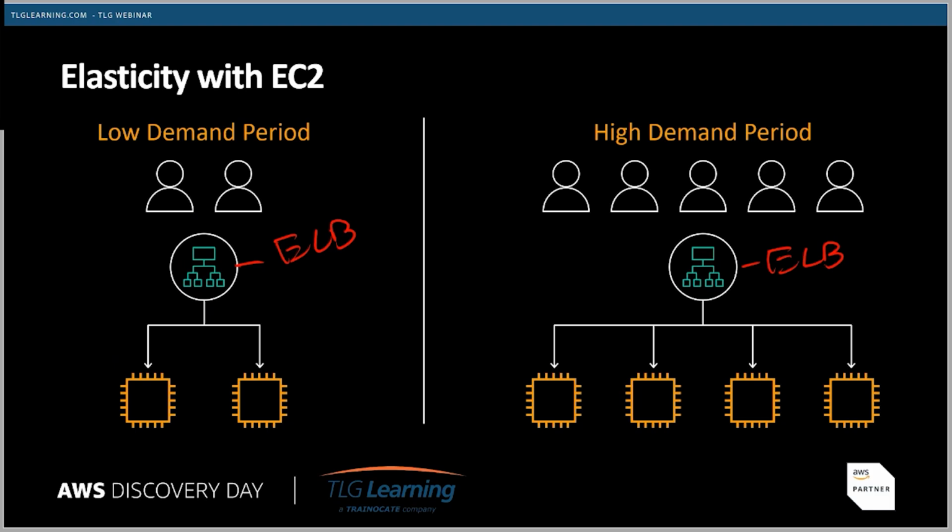During a low demand period, we're just running our base capacity of the two servers, and the load balancer is distributing traffic across those. When we have to scale out, we add more servers, and the load balancer automatically begins distributing traffic across the new servers that have been added.